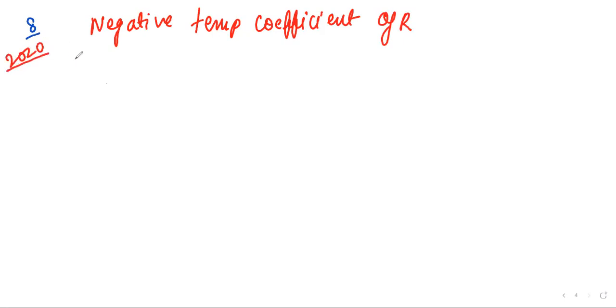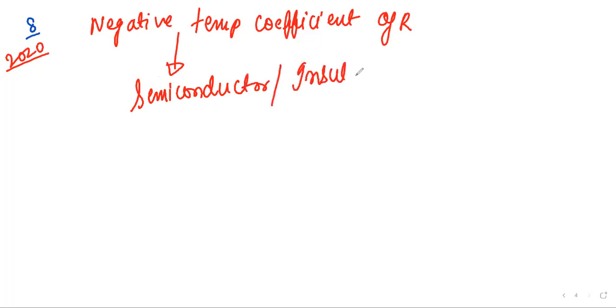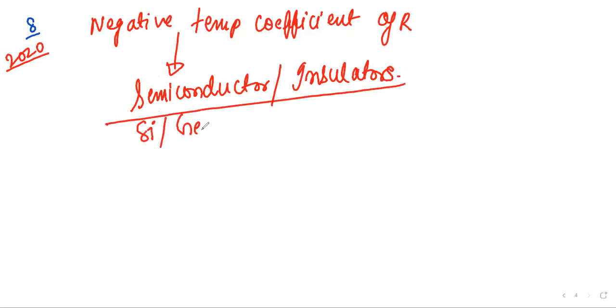So let's see. The temperature coefficient of resistance is negative for semiconductors and insulators. It is negative for semiconductor materials like silicon and germanium, and for insulators also, like wood and plastic. For them it is negative. So the answer will be insulator and semiconductor. It was asked in 2020.